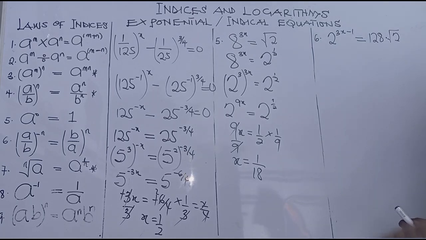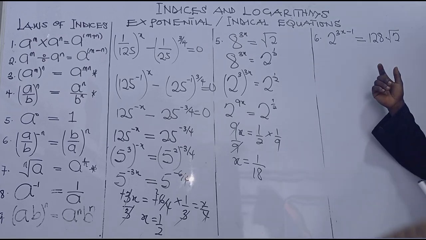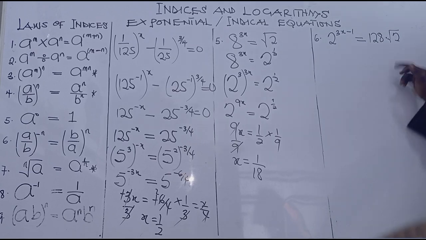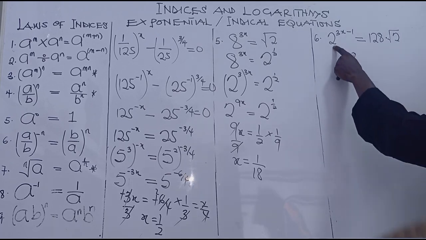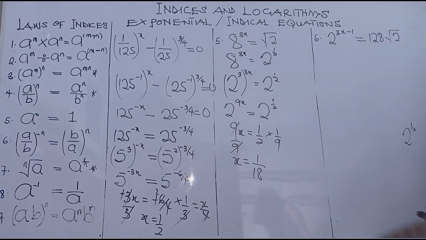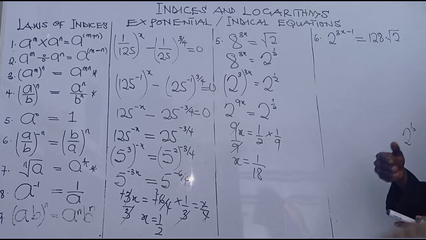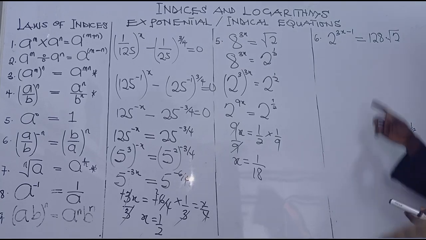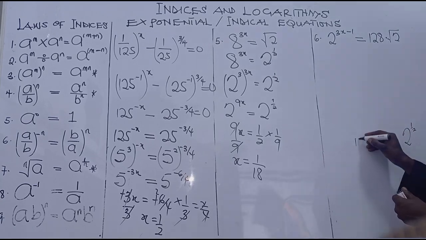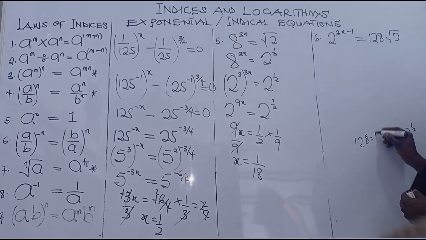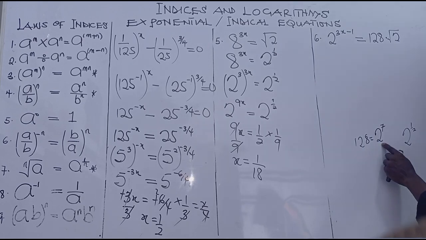In other words, we have to solve this equation. Now we know that the square root of 2 can be written as 2 raised to the power half. Now we have a base of 2, a base of 2. Why don't we express 128 as an exponent with a base of 2? So we know that 128 can be written as 2 raised to the power 7. So in place of 128, we are going to substitute 2 raised to the power 7.